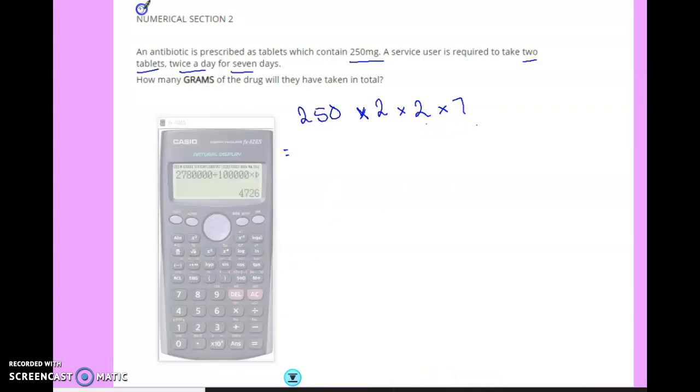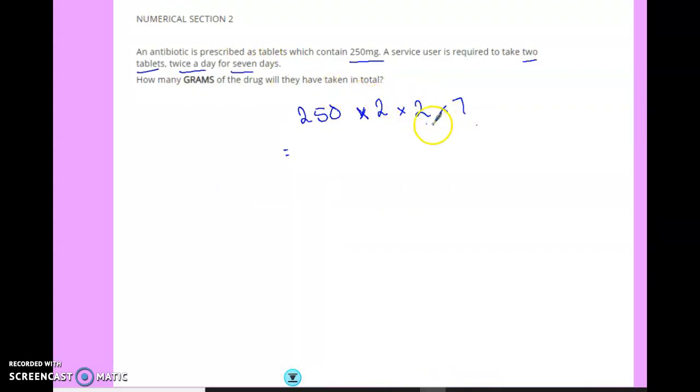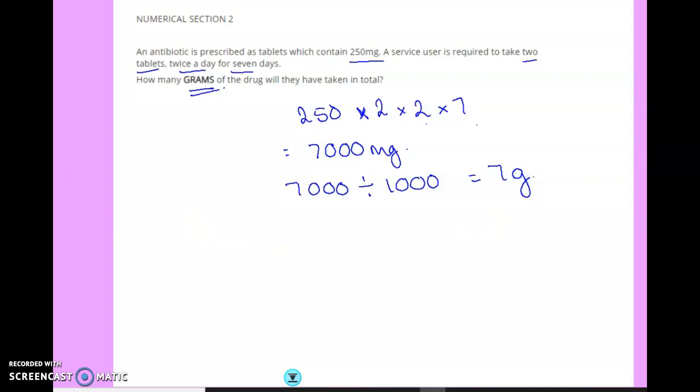In fact, we don't need a calculator for that. 250 times 2 is 500, times 2 is 1,000, times 7 is 7,000 milligrams. We are asked for an answer in grams. There are 1,000 milligrams in a gram, so I need to divide by 1,000 to get 7 grams.